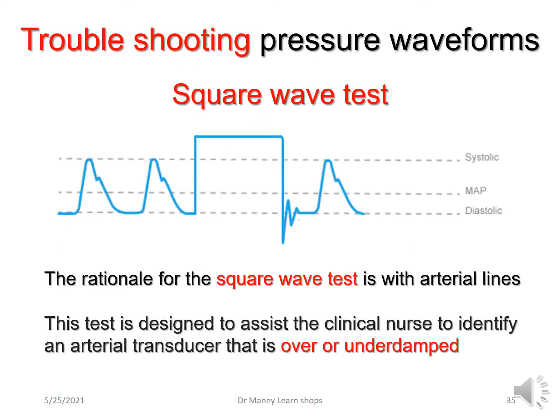So when we come to troubleshooting pressure waveforms, there's a test called the square wave test. The rationale for the square wave test is to test arterial waveforms in arterial lines. This test is designed to assist you as the clinical nurse or the physician or whoever the healthcare provider is who's utilising arterial lines to identify an arterial transducer that is over or under damped. It's not working properly.